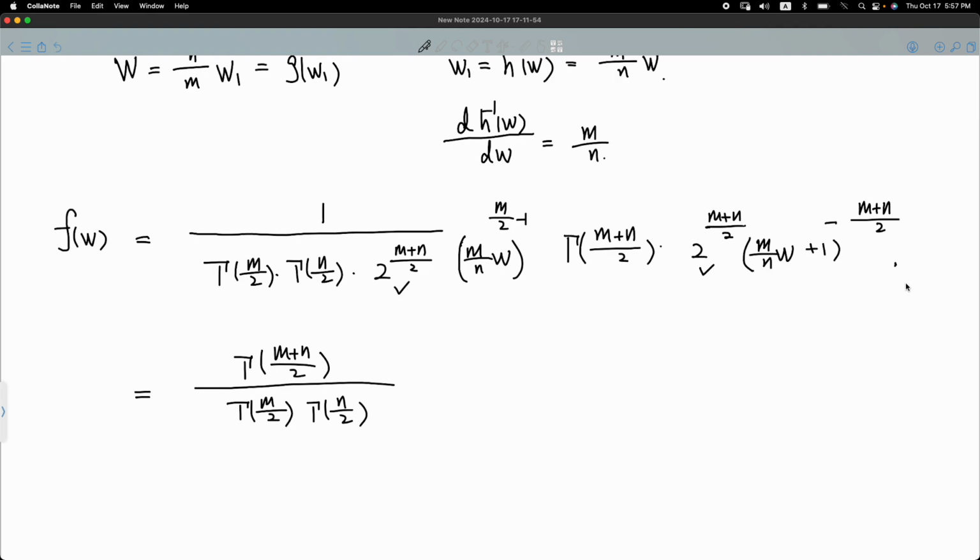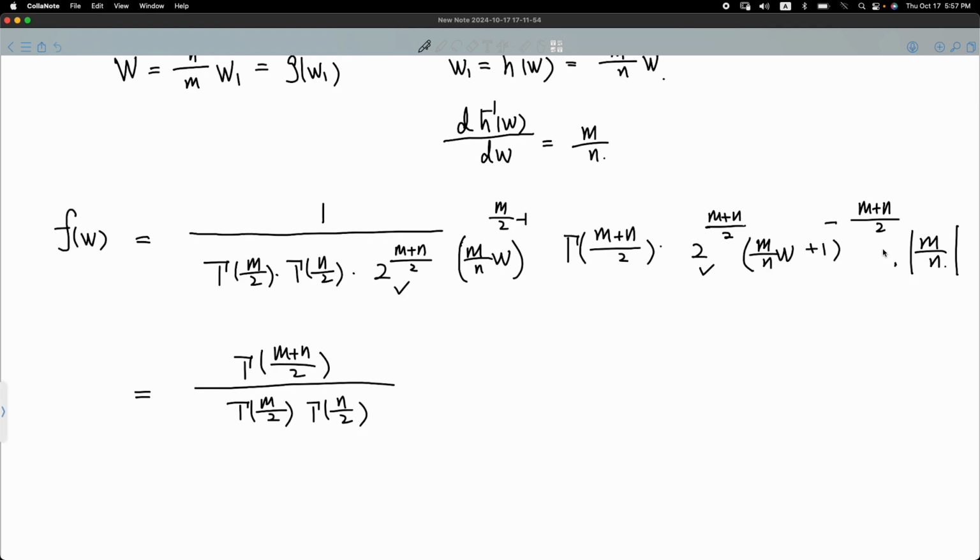I forgot to include the Jacobian term, right? So there's another copy of m over n. I often forget, and then it will give you the wrong answer. So I always want to remind you as well: always don't forget there's a third part. I remind this again and again, and today I also just forgot. So yeah, there's an additional copy.